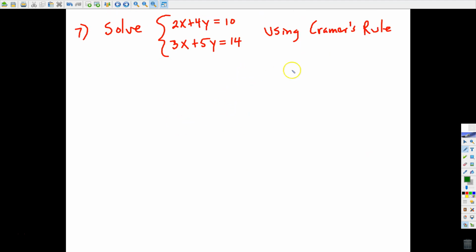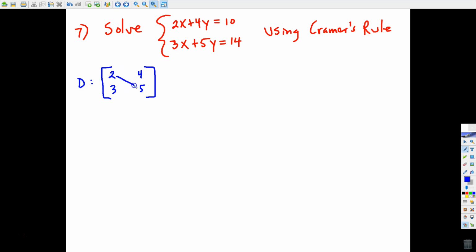Okay, Cramer's rule says that for a 2-variable system, we're going to come up with 3 determinants. The first determinant, which we'll just call D, will be a 2 by 2 matrix using just the coefficients. Those are the numbers in front of the variables. So 2, 4, 3, 5, and remember we saw in the previous slide how to come up with the determinant of a 2 by 2.